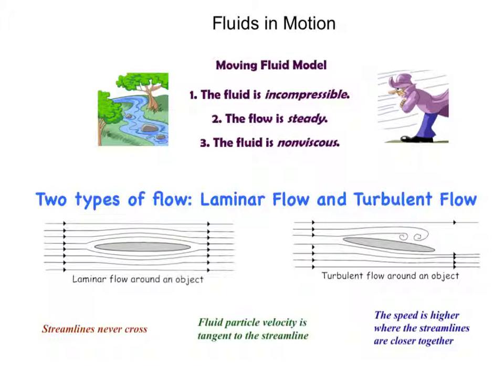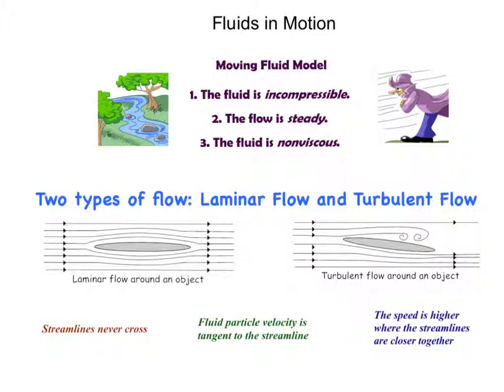Now there's 2 types of flow. There's laminar flow and turbulent flow. Laminar flow is the motion of a fluid in which every particle in that fluid follows the same path as that followed by previous particles. Basically, it means that the particles in the fluid are traveling in smooth lines, one right after another.